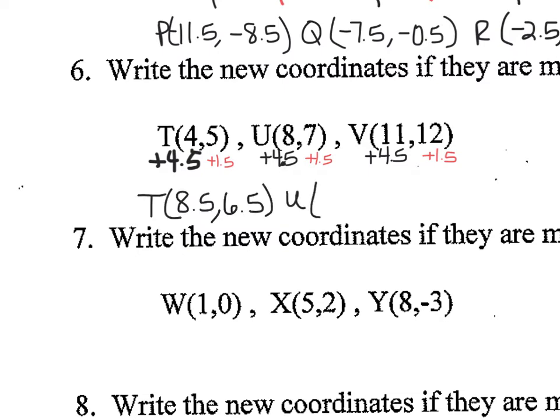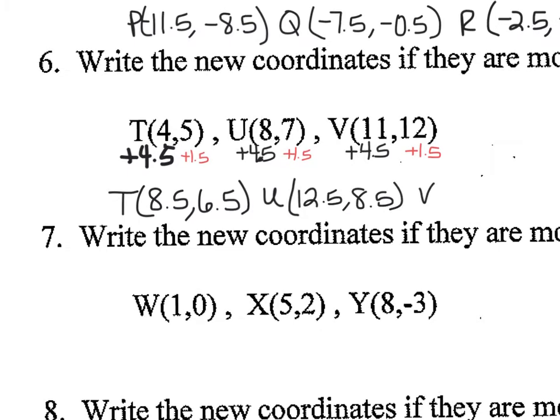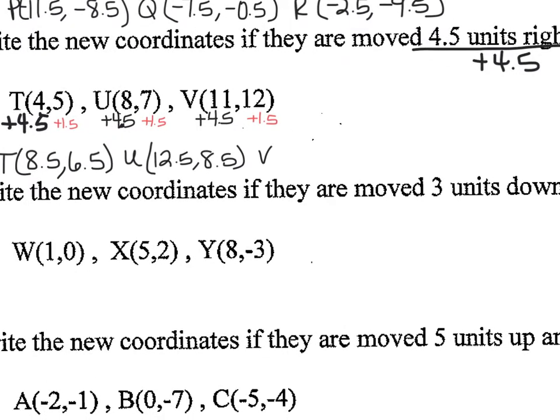On U, 8 plus 4.5 is 12.5. 7 plus 1.5 is 8.5. And V, 11 plus 4.5 is 15.5. And the y value, 12 plus 1.5 is 13.5.